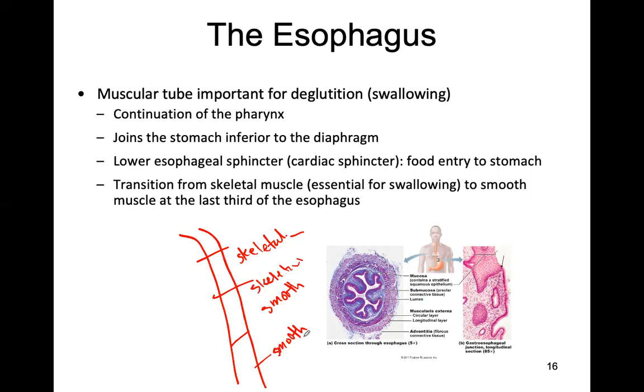The main reason is because, if it's farther up the esophagus, you have control over those muscles. But as you go farther down the esophagus, the muscles become smooth and the movement becomes involuntary.